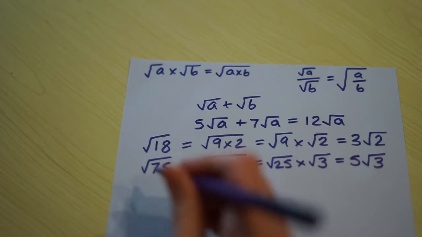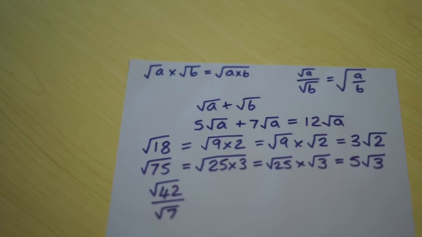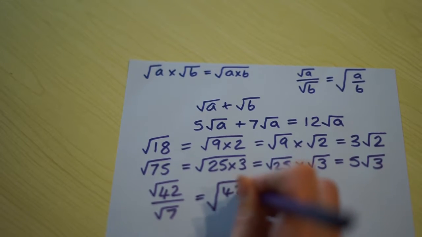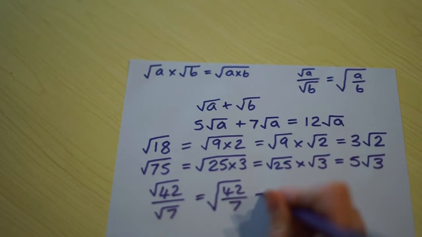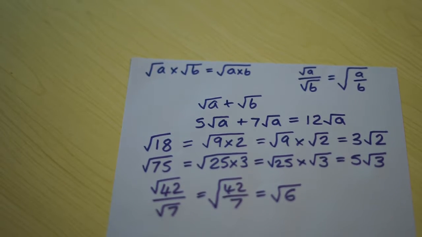Okay, let's have a look at another one. Square root of 42 over the square root of 7. According to the rule, we can simplify that to root 42 over 7. We know that 42 divided by 7 is 6. So that's root 6. Root 6 is as simple as it gets in terms of surds, because there's no square number factor to take out. It's not a prime number, so there are factors, but none of them are square. So that is as low as we go.